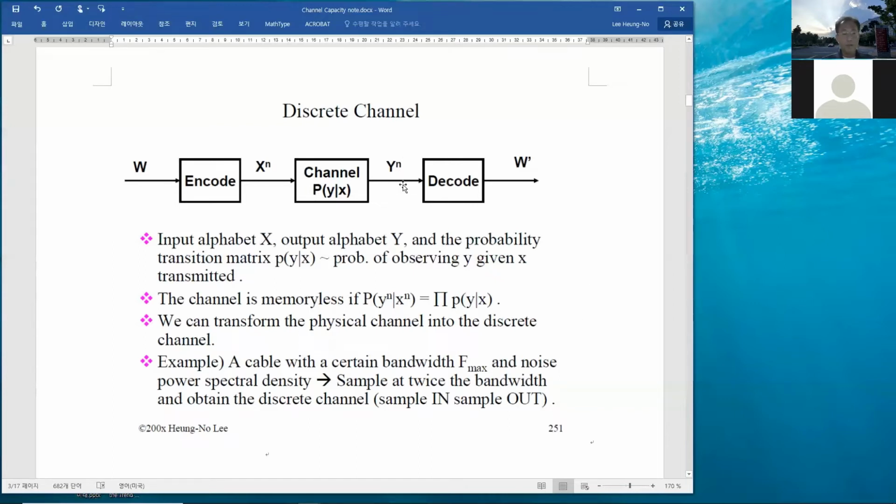And then once you receive the word of Y symbols from the channel, you give this as an input to the decoder, and the decoder does the decoding operation. Basically, it aims to determine what was the message that was sent at the transmitter. We call it W prime, and the probability of error means the event that W is not equal to W prime.